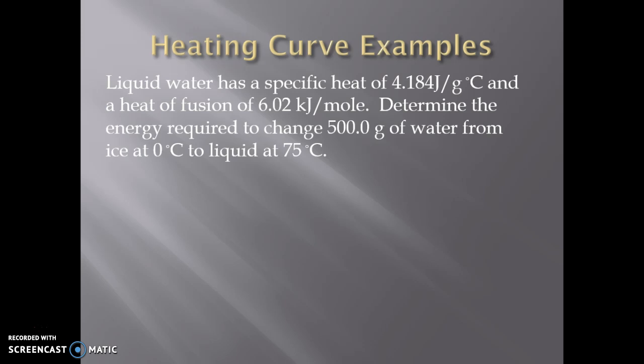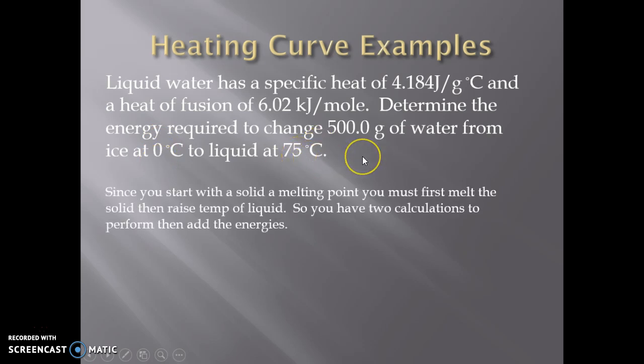So you've got a liquid that has a specific heat, liquid water has a specific heat of 4.184 joules per gram degree Celsius, and the heat of fusion, so fusion, remember, is from solid to liquid or liquid to solid, 6.02 kilojoules per mole. Determine the energy required to take water from ice at 0 degrees to a liquid at 75 degrees. So we've got to do two things. We have to take that ice and melt it at 0 degrees, and then we have to take that liquid water and raise it from 0 to 75. So there's two tasks that we have to do.